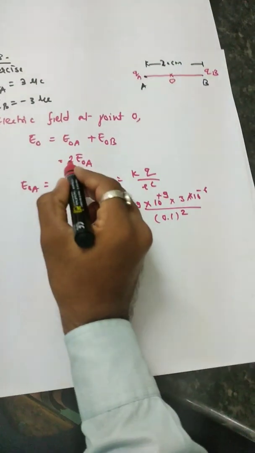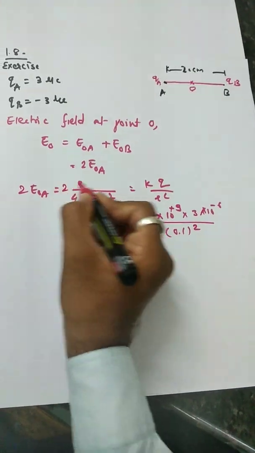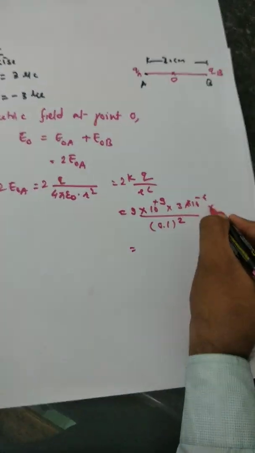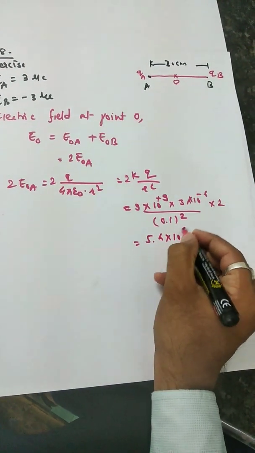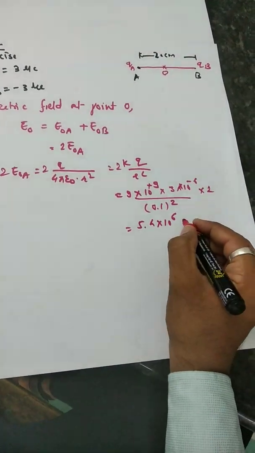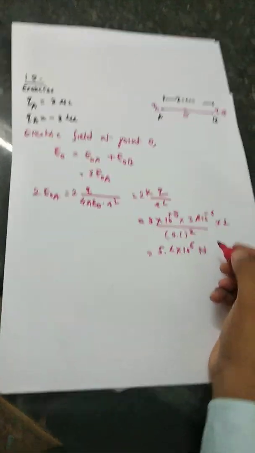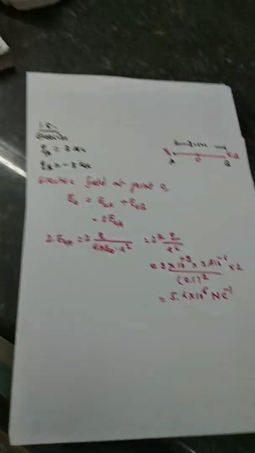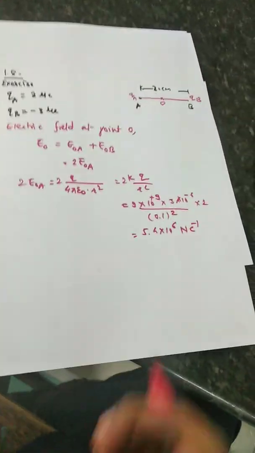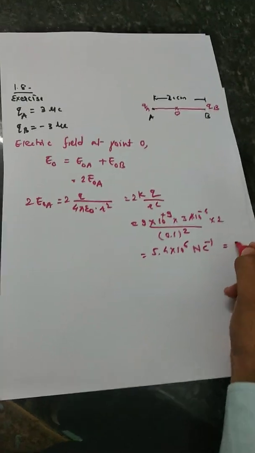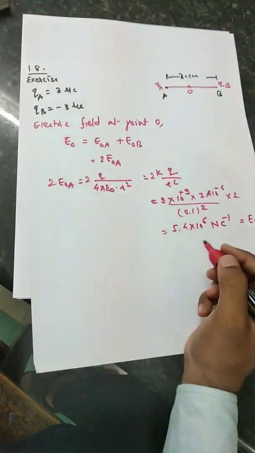And if I multiply this electric field of OA by 2, finally I will get the answer 5.4 into 10 raised to 6 Newton per Coulomb, Newton Coulomb inverse. That is the value of electric field at point O. So that is your first answer.